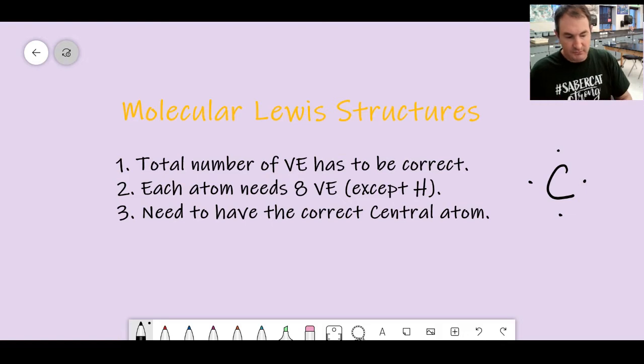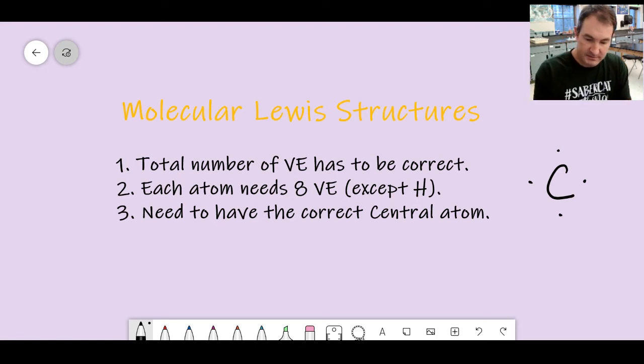Okay, so the rules when we're drawing molecular Lewis structures: 1, the total number of valence electrons has to be correct, so I'll be counting that through all of these. 2, each atom needs 8 valence electrons, either shared in bonds with other atoms or lone pairs, those pairs that are by themselves. But the total for every atom in the molecule has to be 8. The exception for that is hydrogen. Hydrogen can have 2. It has one tiny little place to put electrons, and it only can take 2 electrons. And the last one is we need to have the correct central atom, which we'll talk about here.